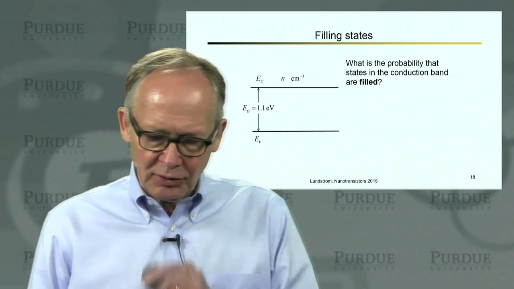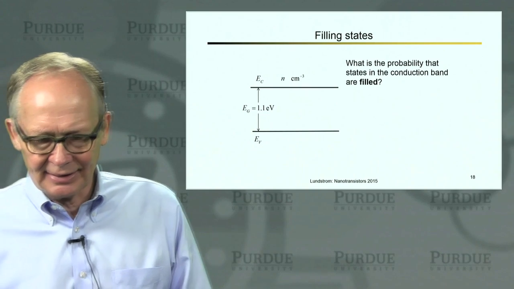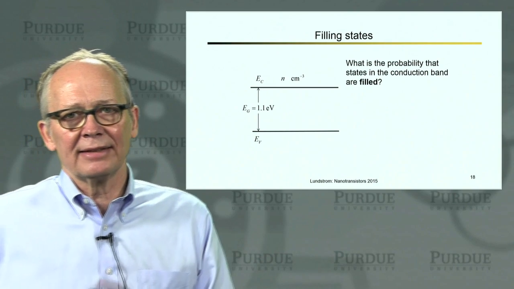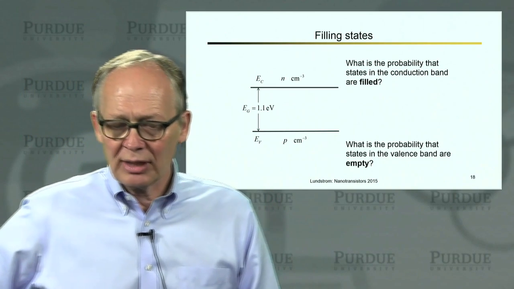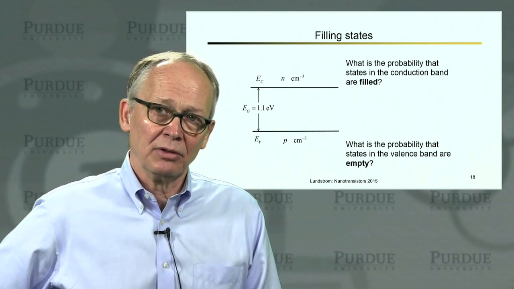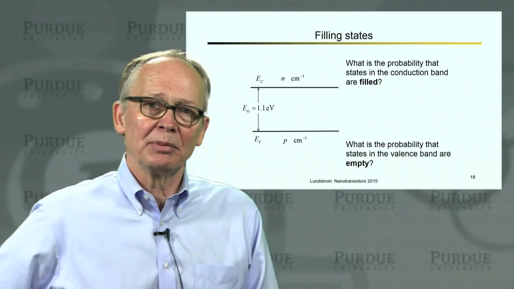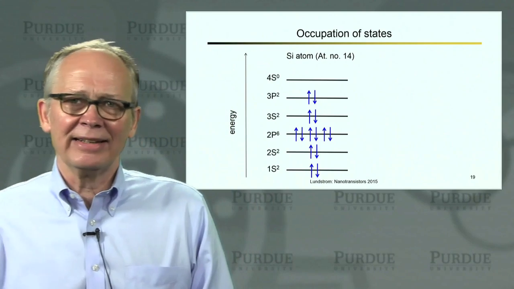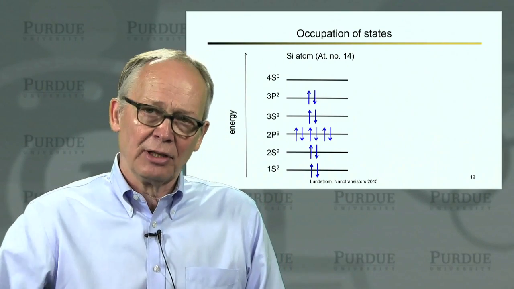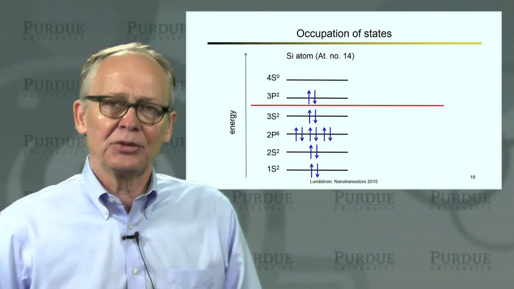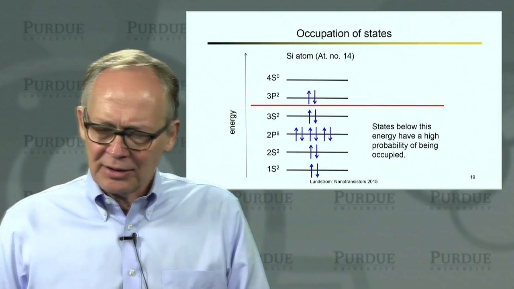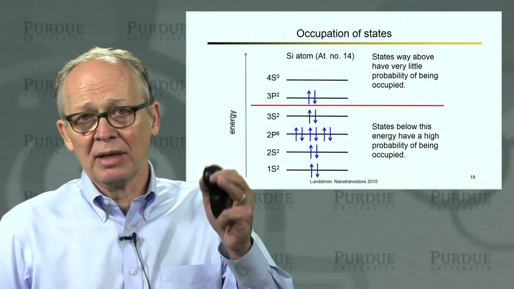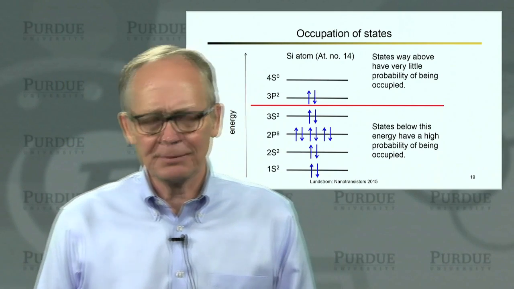Okay, now let's talk about how we fill states and talk about the number of electrons in the conduction band. So if I look at the conduction band, I could ask myself, what is the probability that those empty states there get filled with an electron? Or if I'm in the valence band, I start out with them all filled, and then at room temperature I'm interested in what is the probability that they're empty, because that gives me holes that are positive charge carriers. Now if I go back to my silicon atom, all I have to do is fill up the energy levels with the 14 electrons, and I could sort of draw a line there, and I could say below that line, there's a high probability that the states are occupied. Above that line, there's a lower probability. If I go way above the line, there's no probability that the states are occupied.